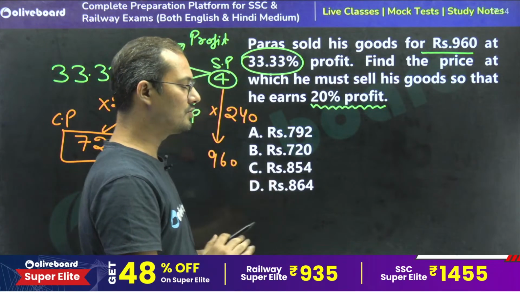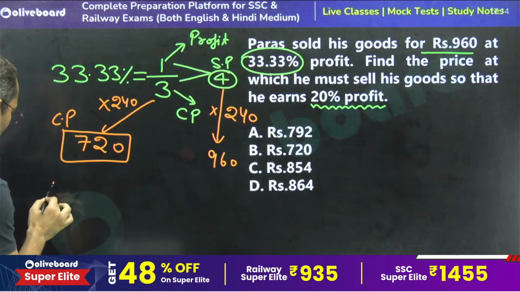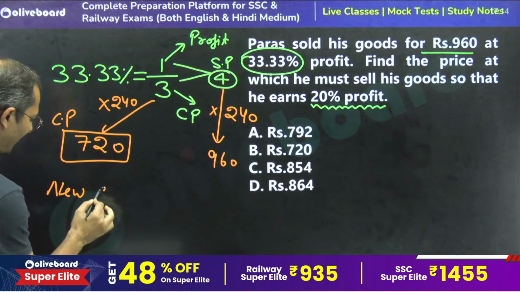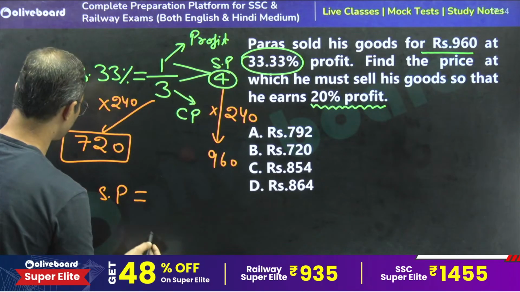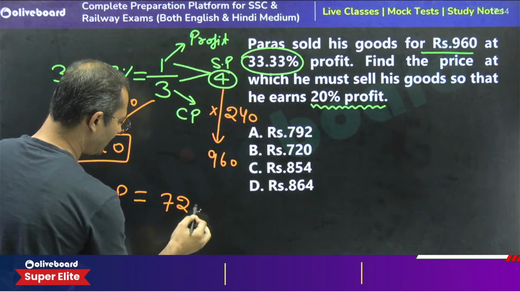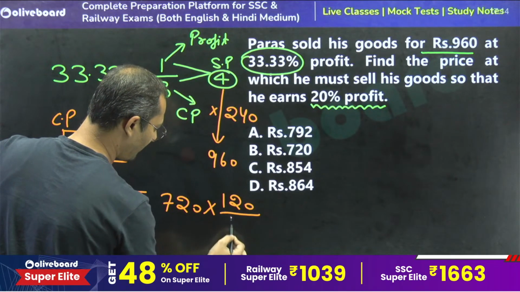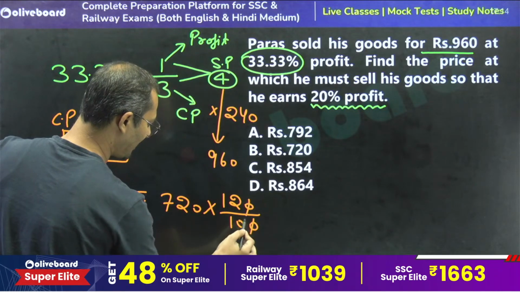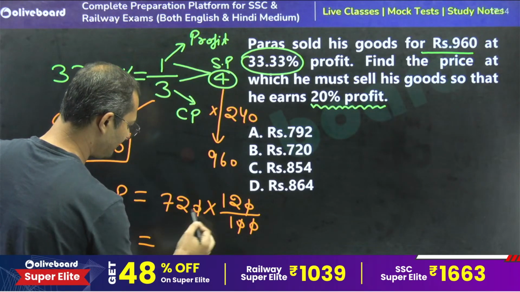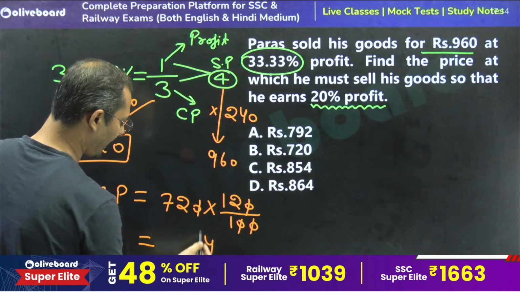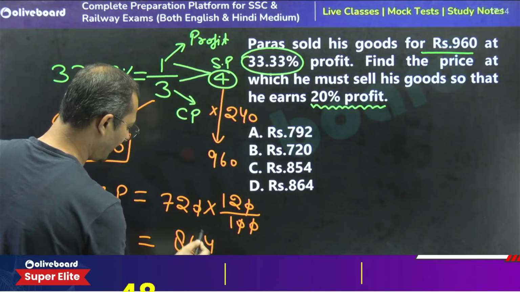Now we have to earn 20% profit. So what would be the new selling price, right? So the new selling price is going to be 720 into 20% profit means 120%, right? 120%. So directly we can say that 0 0 cancel, right? 24 carry to 84 and to 86, right?